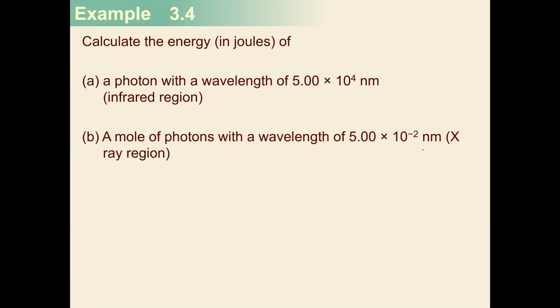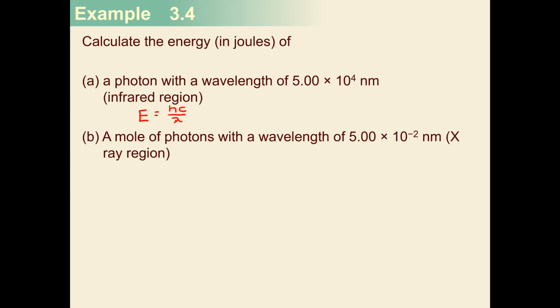So let's try a couple of examples. Calculate the energy in joules. First, let's look at part A, a single photon with a wavelength of 5.0 times 10 to the 4th nanometers. This is in the infrared region. So as you can see here, we have wavelengths, so we want to use the ideas of our E equals hc over lambda. So one of the things that we have an issue with first is that our wavelength is not in the appropriate units. We're in nanometers. We must go to meters.